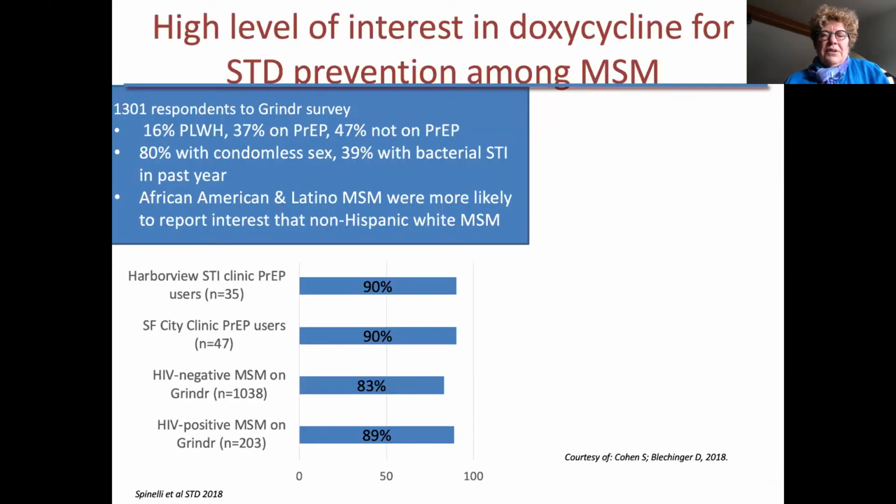There's been a lot of interest in DoxyPEP, and we are not having any trouble enrolling. It's just COVID happened, but in a Grindr survey we did, as well as in 2 clinic surveys, about 90% of MSM, both HIV positive and HIV negative MSM, are very interested. So they are concerned about STI and want to do something about it. And we need to provide the data as to whether or not DoxyPEP is effective, safe, and what impact it has on resistance.